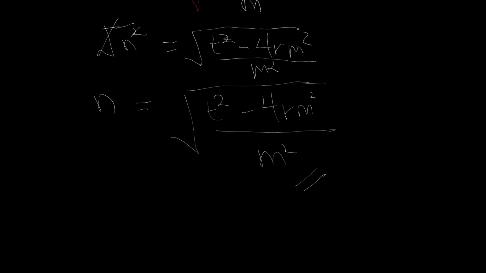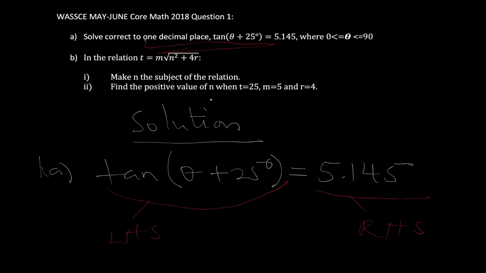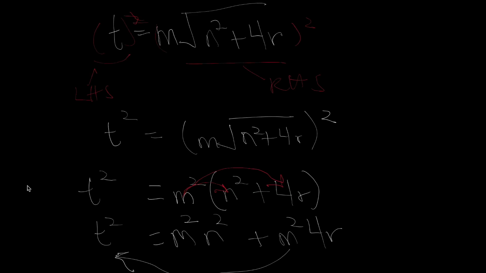Now moving on to B II. It says find the value of n when t is equal to 25, m is equal to 5, and r is equal to 4. So let's do that. t is equal to 25, m is equal to 5, and r is equal to 4. So wherever we see t, we put 25. Wherever we see m, we put 5. And wherever we see r, we put 4.